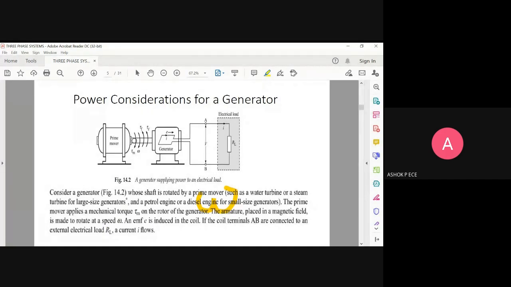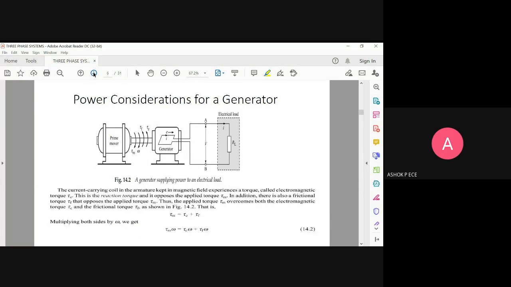You see three torques here: tau m, tau f, and tau v. Tau m is the mechanical torque on the rotor of the generator. We'll see what the other two torques are in the coming sessions.